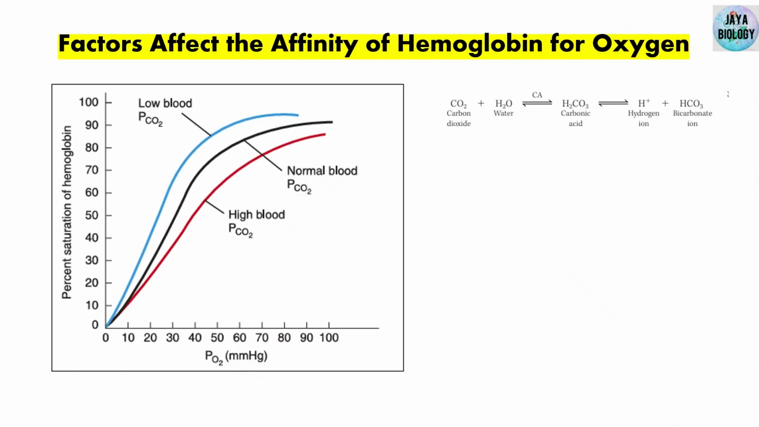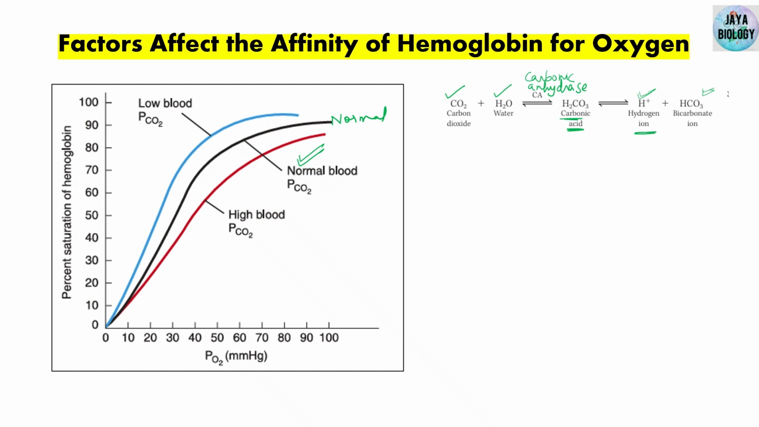Now understand this graph also very carefully. See, this is when normal carbon dioxide partial pressure is there. This is the normal, the black color is for the normal. Please learn it carefully. And you know this equation: carbon dioxide combines with water in the presence of an enzyme carbonic anhydrase. This enzyme CA means carbonic anhydrase, to form H2CO3, and H2CO3 will break down into H plus and HCO3 minus.